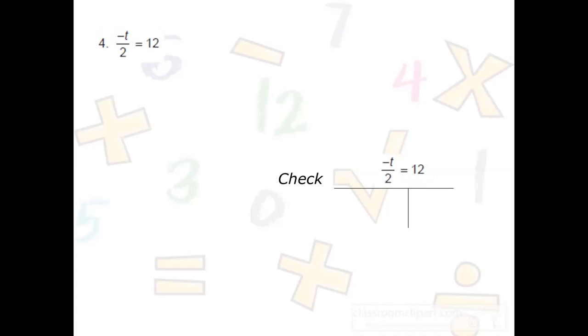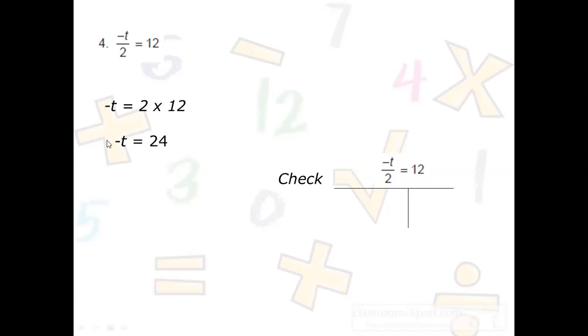Moving on to question 4, minus T over 2 equals 12. Okay, here goes a minus T. This is the first time you've got a question like this. Now, remember the negative sign belongs to the T, so keep it like that. We are not going to do anything. So divided by 2 will become multiplied by 2. So minus T equals 2 multiplied by 12. Okay, now minus T equals 24.